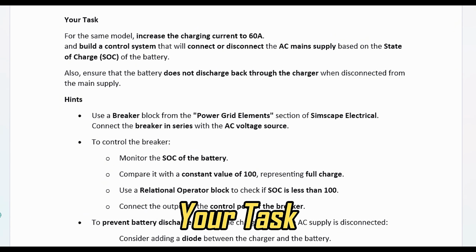Your task. For the same model, increase the charging current to 60 amperes, and build a control system that will connect or disconnect the AC mains supply based on the state of charge of the battery. Also, ensure that the battery does not discharge back through the charger when disconnected from the main supply.